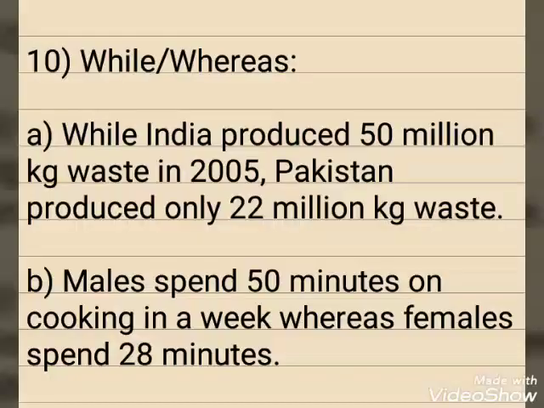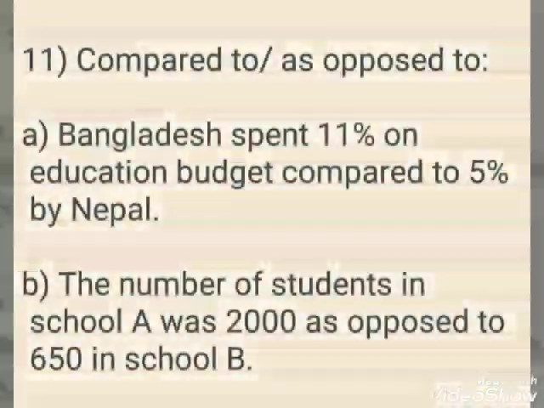The next structure: while or whereas. It is usually used in comparison. So you can make the sentence like this: while India produced 50 million kg of waste in 2005, Pakistan produced only 22 million kg of waste. Males spend 50 minutes on cooking in a week, whereas females spend 28 minutes.